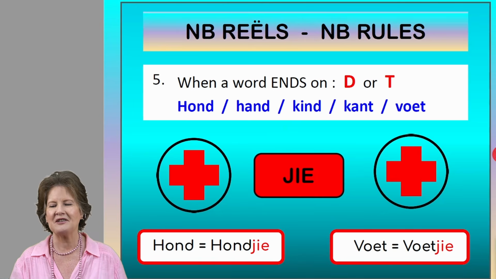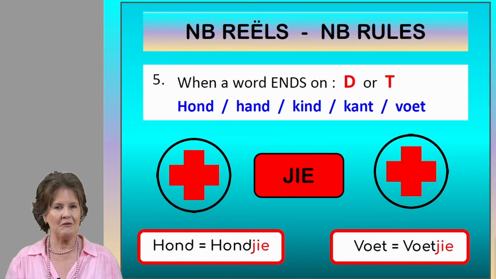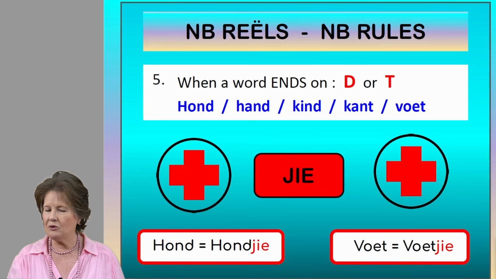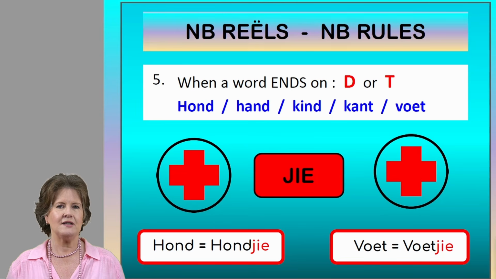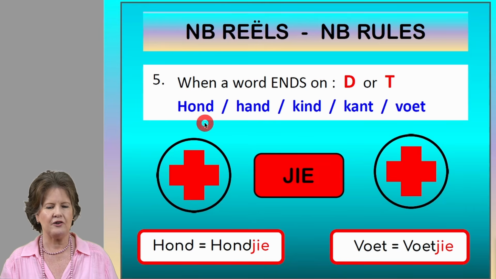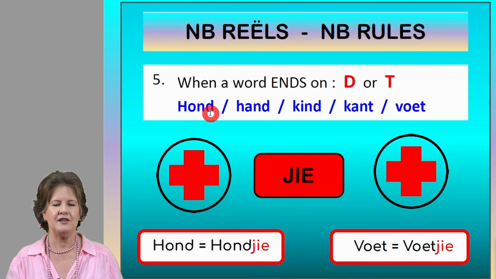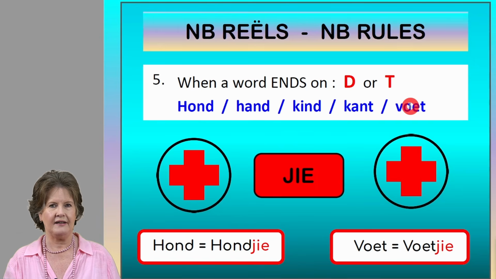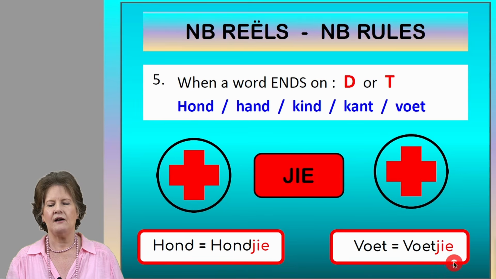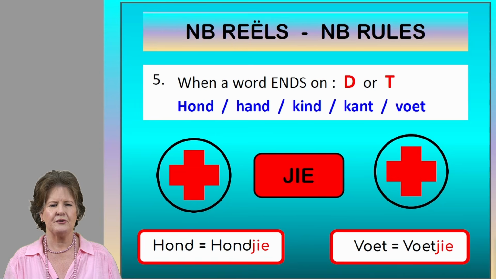Look at those red crosses. That is to warn you. This is a very, very important rule, and we ask this one a lot. So don't worry, the moment your word ends on a D or a T, you don't give it a TJIE. You don't say DT. That's why I say don't put it on DT. You just add a JIE. When it ends on a D, look at Hunt, JIE. When it ends on a T, JIE. And that is rule 5.